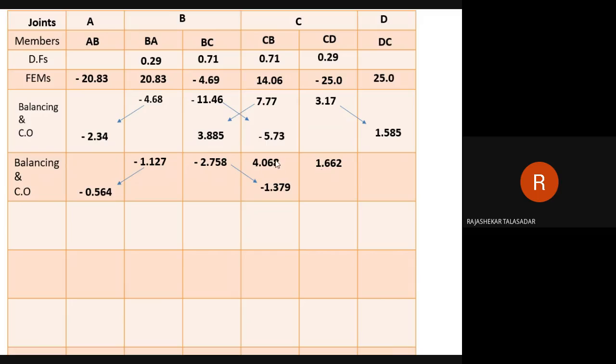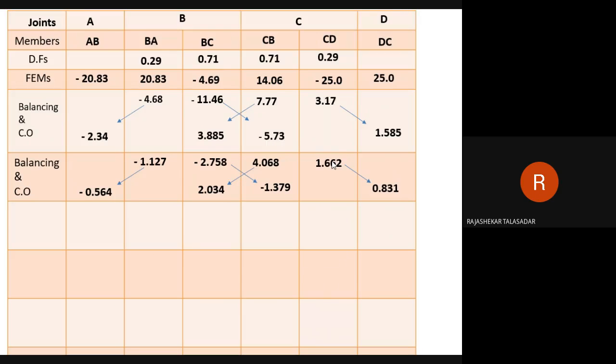Then this moment, 4.068, moment CB, where should it go? BC. How much? 2.034. Okay, fantastic. And the last moment, 1.662, where should it go? BC. How much? 0.831. Is it correct? Sir. Now you repeat, third cycle you do it.